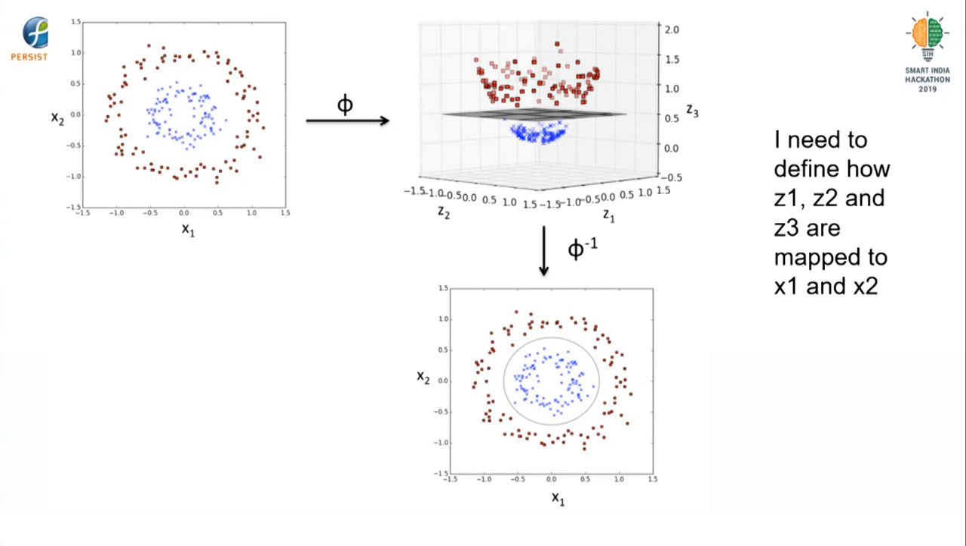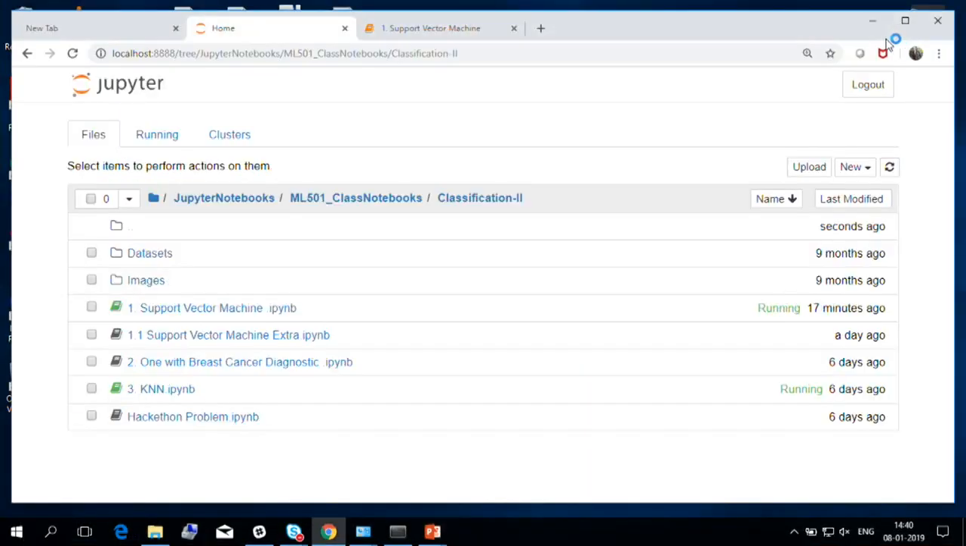Fine, we can see this practically happening using Jupyter notebooks. So, let me quickly jump to Jupyter notebooks and we will see a demonstration of usage of support vector machine. So, I am going to classification 2 folder and there is one notebook called support vector machine. Let me open that notebook.